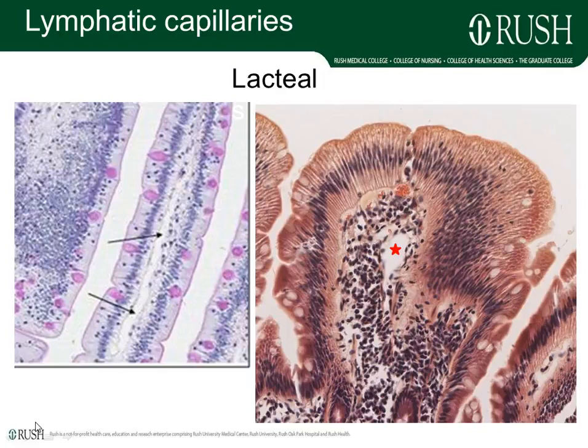In fact, large proteins and lipids often enter the body after digestion and transcytosis. They enter into lacteals, which are lymphatic capillaries found inside the villi in the gastrointestinal tract. And you can see a couple of examples here.